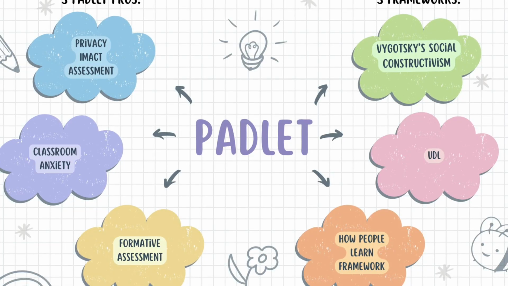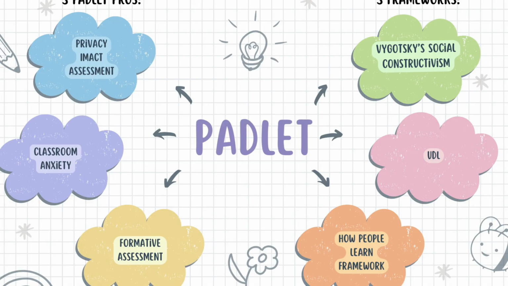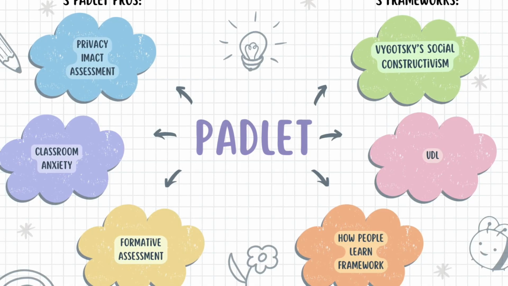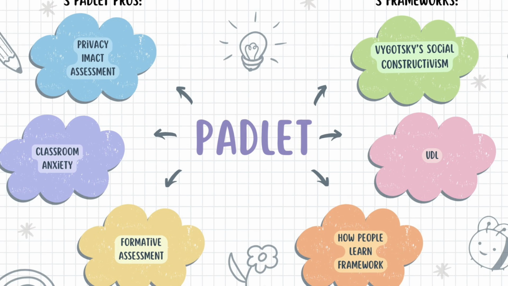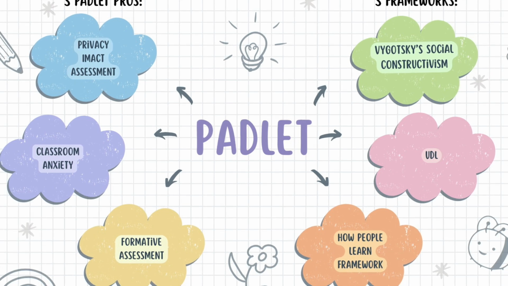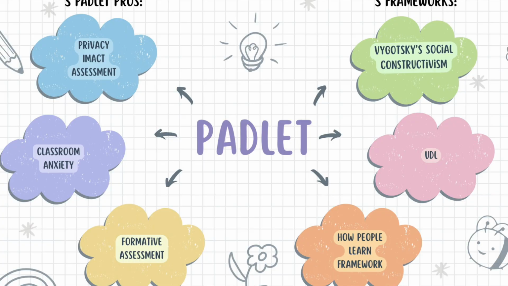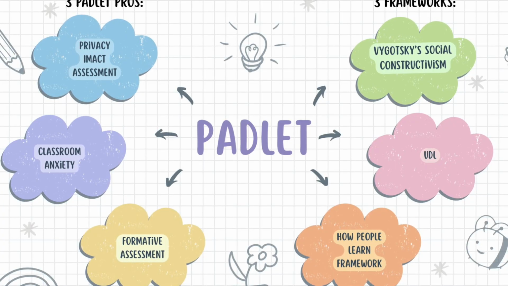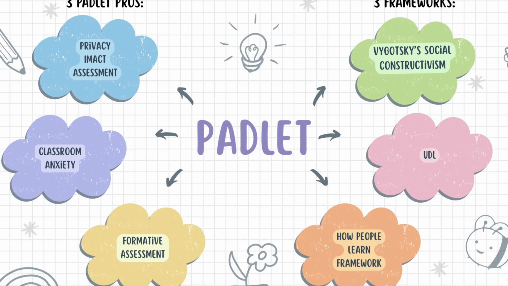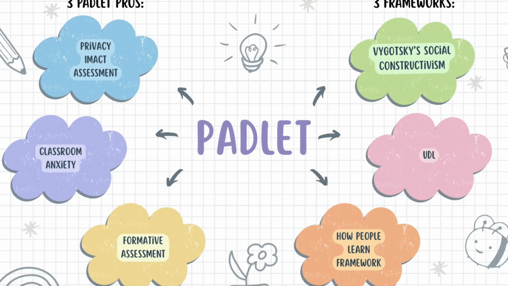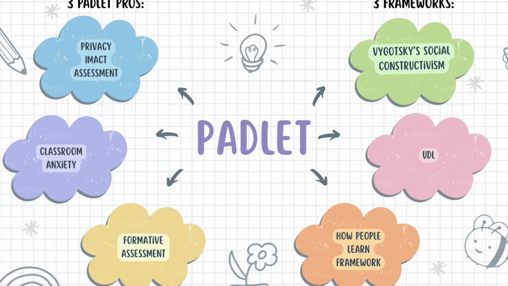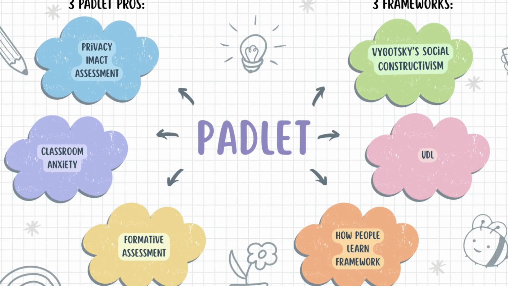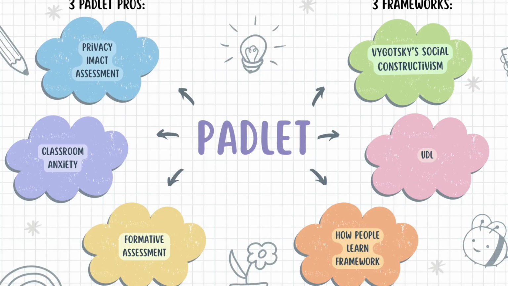Thirdly, Padlet aligns well with the How People Learn framework, which includes four elements: learner-centeredness, knowledge-centeredness, assessment-centeredness, and community-centeredness. Padlet supports all four. It's learner-centered because it builds on students' prior knowledge and their lived experiences. It's knowledge-centered because it allows for targeted engagement with key concepts. It's assessment-centered because it provides a feedback loop. And it's community-centered because it cultivates a collaborative learning environment.